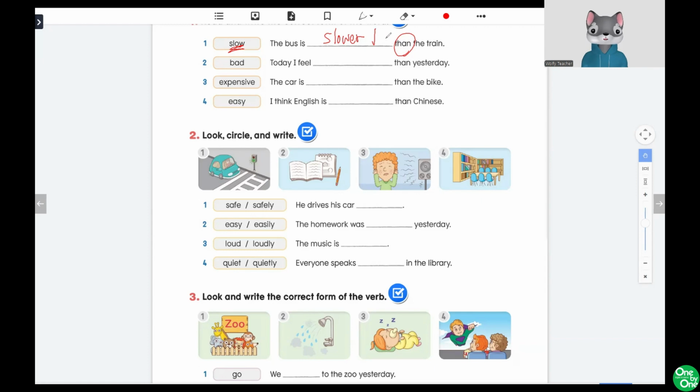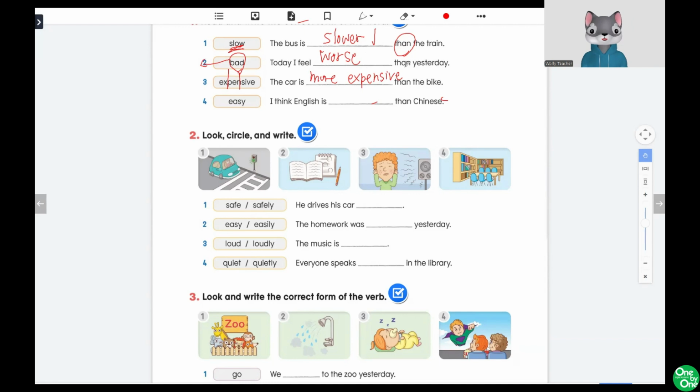Now, next one. What about the next one? Bad is an irregular one. So what do we need to write? It changes completely. Today I feel bad. Worse, exactly. It's going to change to worse. Now, expensive. There's 3 syllables. Expensive. So, what comparative do we need to use? Yep. So we need a more in the beginning. The car is more expensive. That's what you need to write.